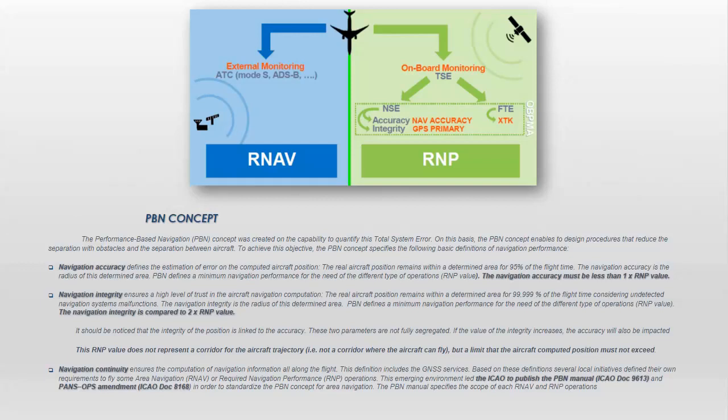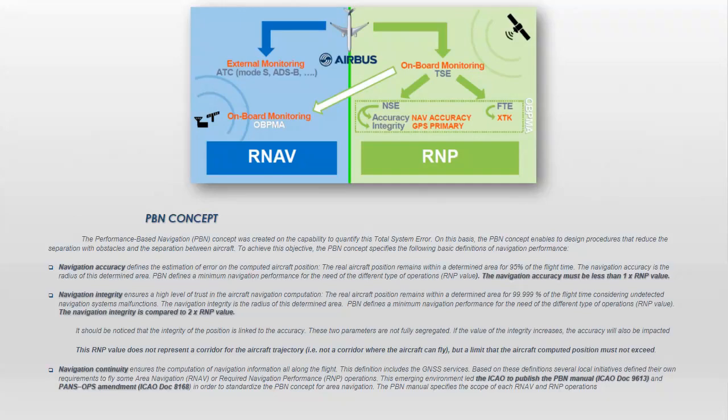Based on these definitions, several local initiatives define their own requirements to fly some area navigation, RNAV, or required navigation performance, RNP, operations. This emerging environment led the ICAO to publish the PBN manual, ICAO Doc 9613, and its amendment, ICAO Doc 8168, in order to standardize the PBN concept for area navigation. The PBN manual specifies the scope of each RNAV and RNP operations.